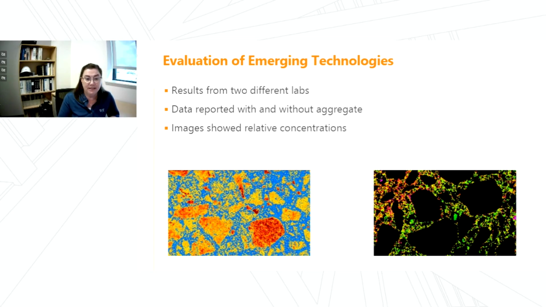The images we received showed relative concentrations of chloride. And then each lab, though, reported their data in different units. And Stephen talked about the importance of understanding the difference between the chloride by weight of sample and the chloride by weight of paste or by cement or cementitious materials. And each lab reported these things differently. So it took a little bit of math to be able to compare these samples together.